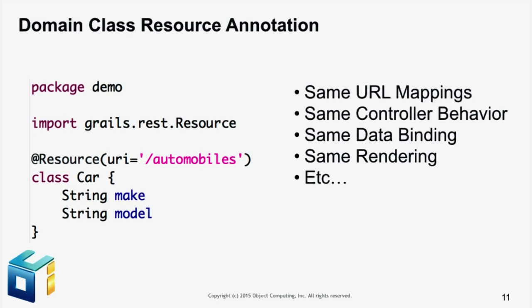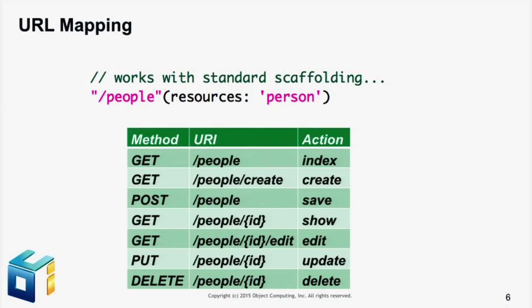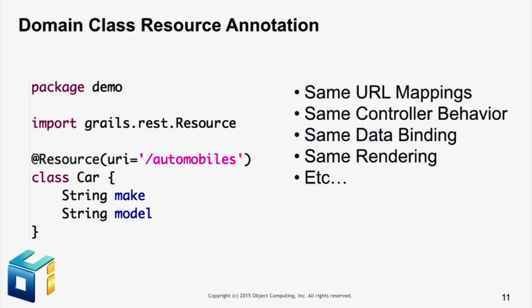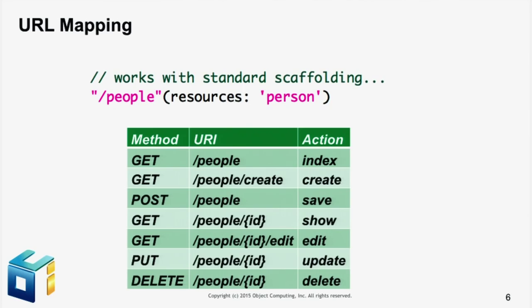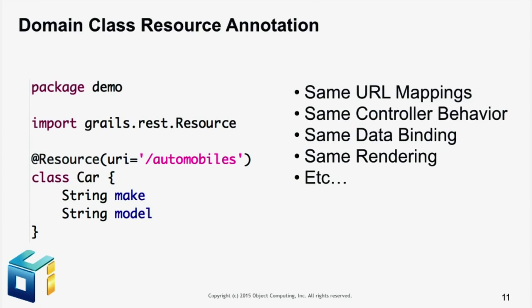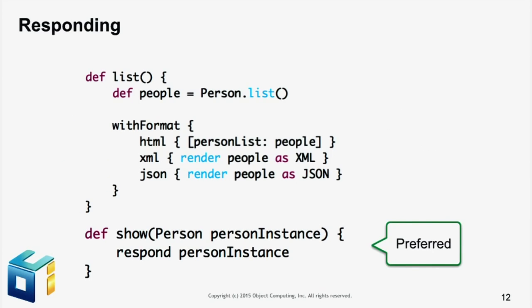So with that @resource annotation in place, we get all the same URL mappings that we would have gotten. All these things are in place, right? We don't have to generate a controller. We don't have to write a class that extends RestfulController. We don't have to do anything at all with a controller. All of that will happen automatically because we annotated our domain class with that resource. So we get the same URL mapping, same controller behavior, same data binding, all the same rendering stuff, which we're going to talk more about soon. We just don't have to write a controller or do anything at all with URL mappings. Notice that I didn't go into URL mappings and do that, right? I didn't have to say /people or /people/resources in my URL mappings. That happens automatically because of the value that I assigned to the URI attribute of grails.rest.Resource.